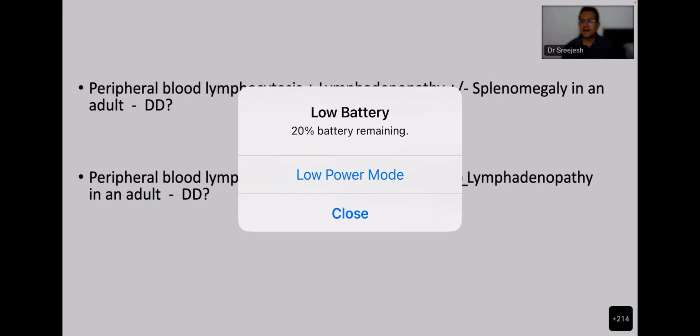Hairy cell leukemia, usually classical or something else? Variants. No, variant. Hairy cell leukemia is usually classical, it comes with pancytopenias. So you usually see hairy cell leukemia variants. If you say hairy cell leukemia variant, what is the closest differential? Splenic marginal zone lymphomas. Correct. These are the two important differentials.